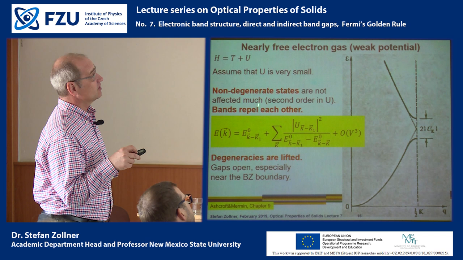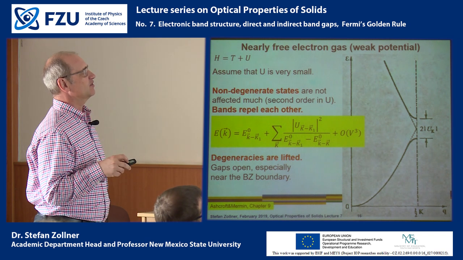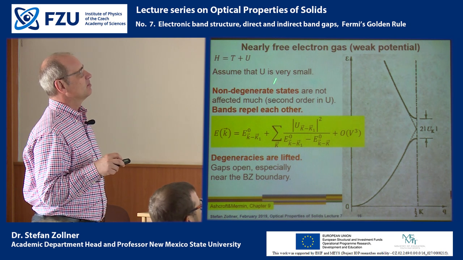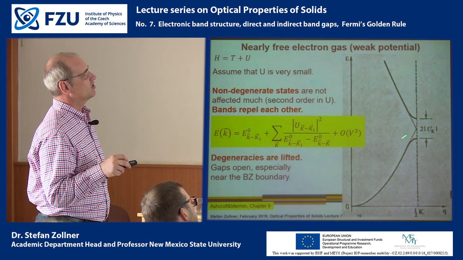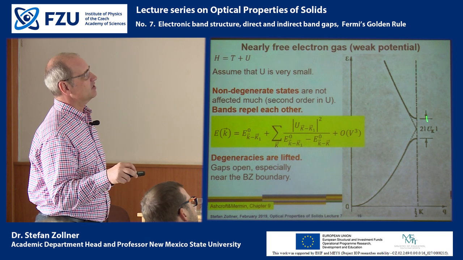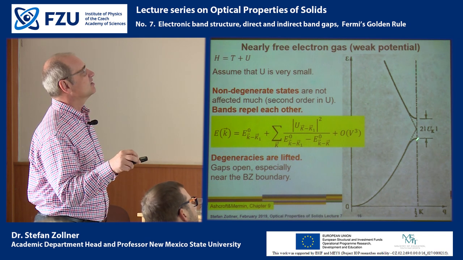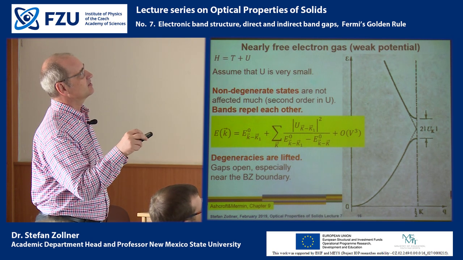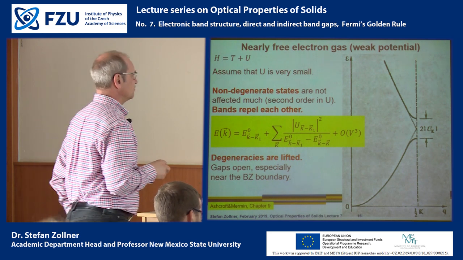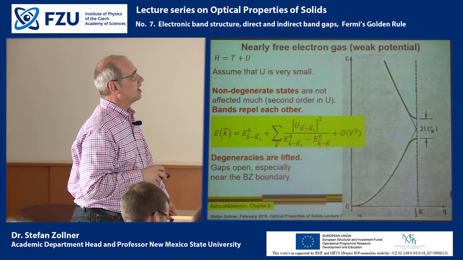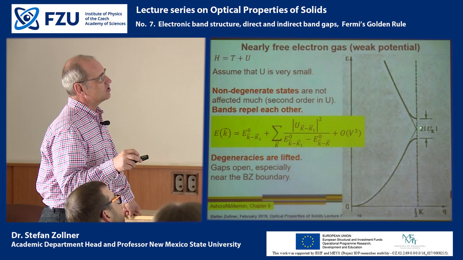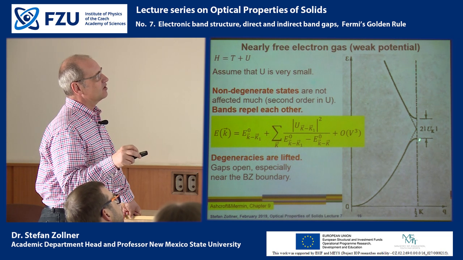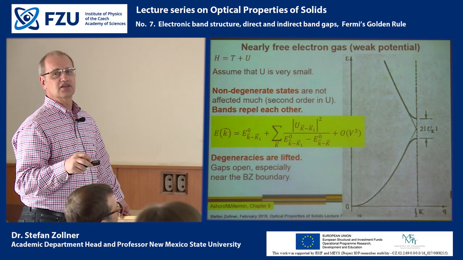For the degenerate states, the equation is more difficult, and that's why I did not write it down. But what I want to tell you is that the small perturbation lifts degeneracy and gaps open, especially at the boundary of the Brillouin zone, and the magnitude of the gap is roughly twice the Fourier coefficient of the atomic potential that we have added here. So degeneracies are lifted. These two bands used to be degenerate, but the degeneracy is lifted by the perturbation and a gap opens up. Now this gap is first order in the potential.